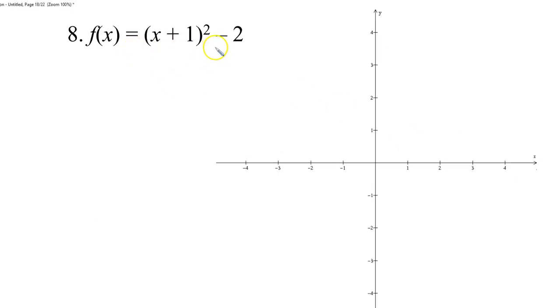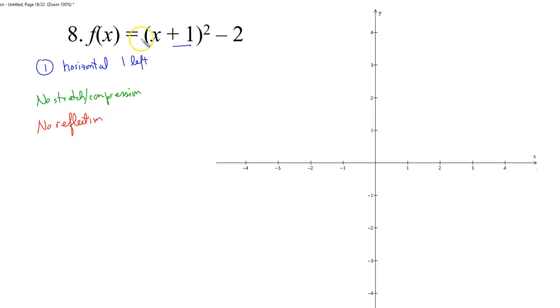So we're going to look at this function. The first thing we're going to do is look at the horizontal shift. So we're going to go 1 unit to the left. That's what that +1 does. There is no stretch or compression, so no vertical stretch or compression because there's no number in front of this other than 1. There is also no reflection. If there was a reflection, it would be a negative here.